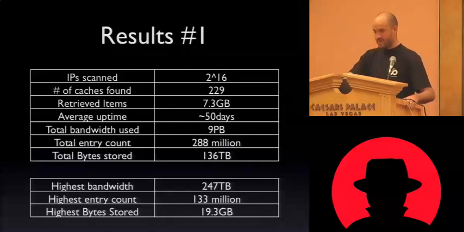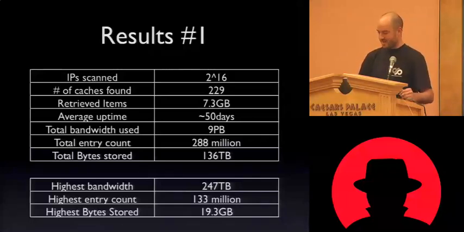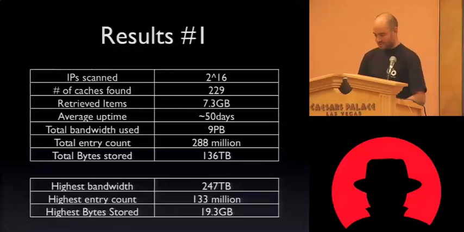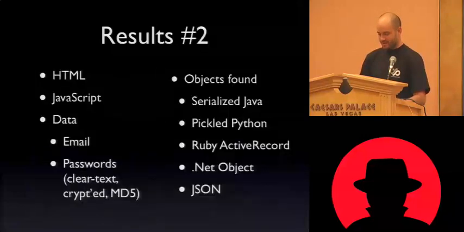Across all the caches, 288 million objects were stored, 136 terabytes in total of data stored in memcaches that we saw. So to take that 7.3 gigs, actually we've got quite a long way to go. But I guess the high scores are more interesting for our purposes. One cache had done 247 terabytes of data over the network, but there was another cache that had 133 million objects in it, which was almost half the total. Highest number of bytes, 19.5 gigs or so.